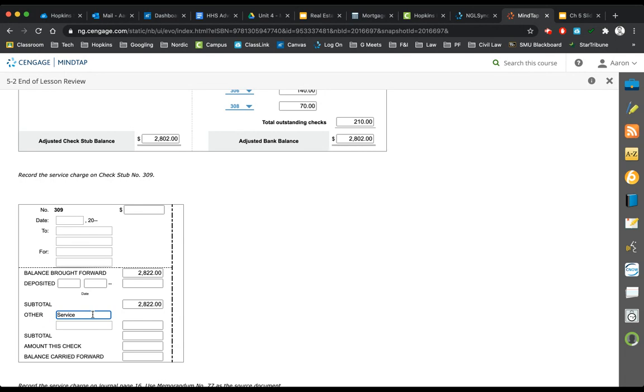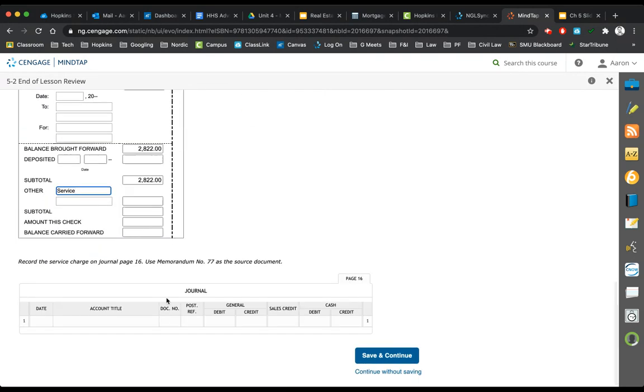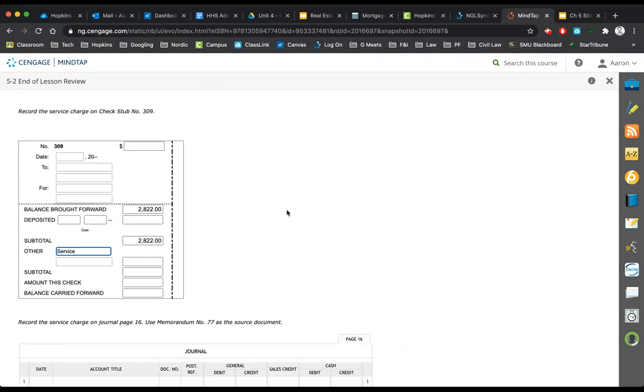We did have, and this is just kind of like that memo, we're accounting for that service charge so that we have a source document so that we can go down and make a journal entry for that service charge because it was an expense that the business incurred that they haven't recorded yet. So we're going to write service charge $20.